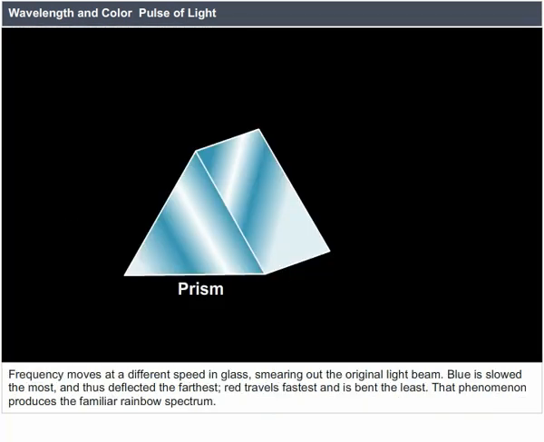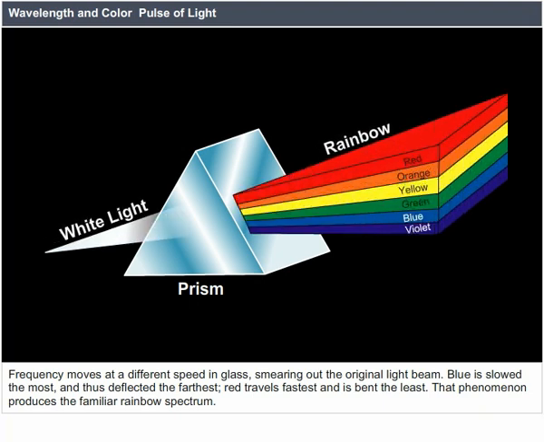Frequency moves at a different speed in glass, smearing out the original light beam. Blue is slowed the most and thus deflected the farthest. Red travels fastest and is bent the least. That phenomenon produces the familiar rainbow spectrum.